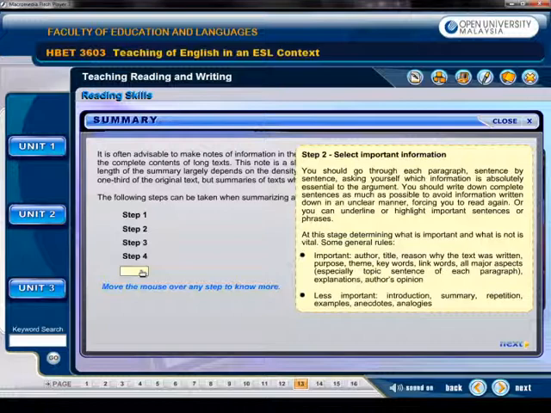Some general rules. Important: author, title, reason why the text was written, purpose, theme, keywords, link words, all major aspects, especially topic sentence of each paragraph, explanations, author's opinion. Less important: introduction, summary, repetition, examples, anecdotes, analogies.